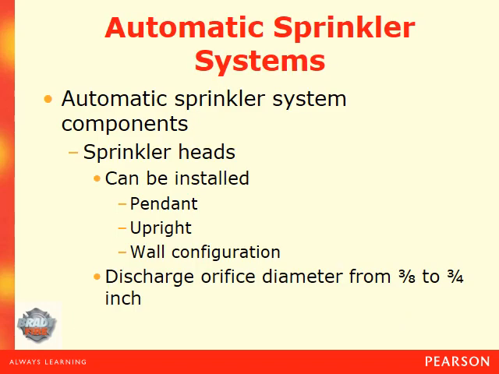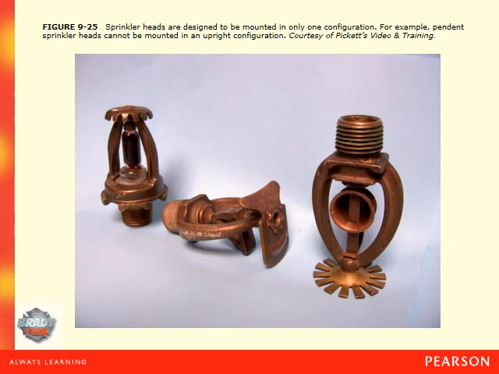The sprinkler heads can come in different setups, meaning they can be the traditional pendant style. They can be upright or wall configuration. Their opening is between 3/8 to 3/4 of an inch, and depending on where they're mounted will dictate which sprinkler head is used. Here are examples of all three.